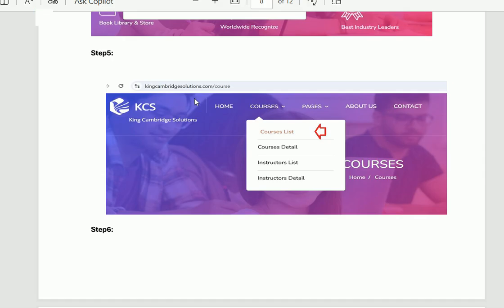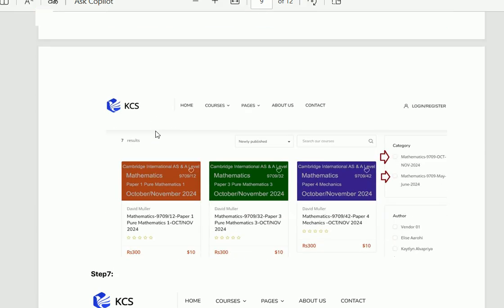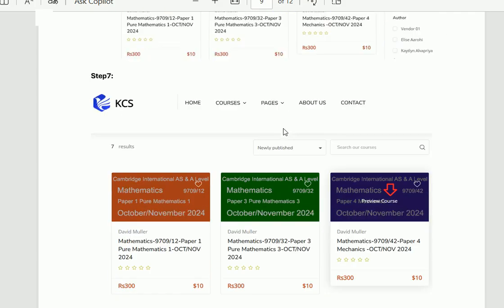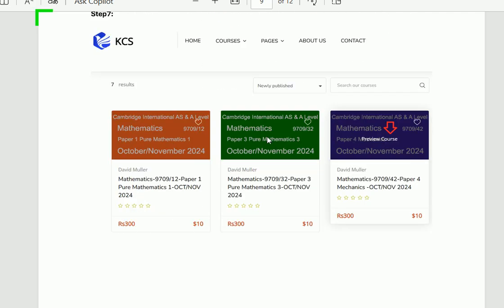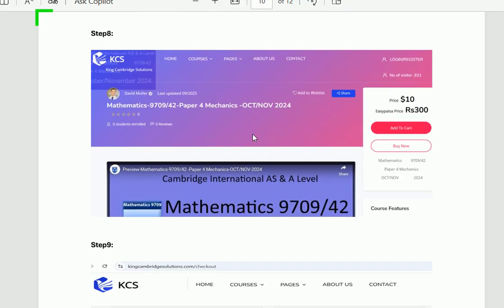When you click on the course list, you will find all the courses on the website. You can filter according to your requirement, like paper 1, paper 2, paper 3, paper 4, and so on. You can filter by using the category section on the top right corner. Next, if you want to buy the course of this P4, click on the preview course. When you click on this, you will get this interface.